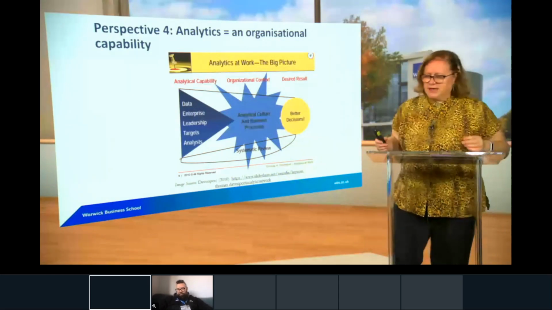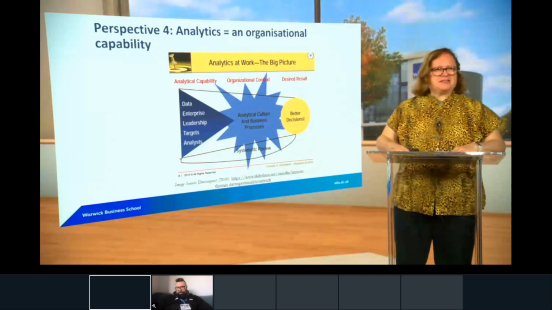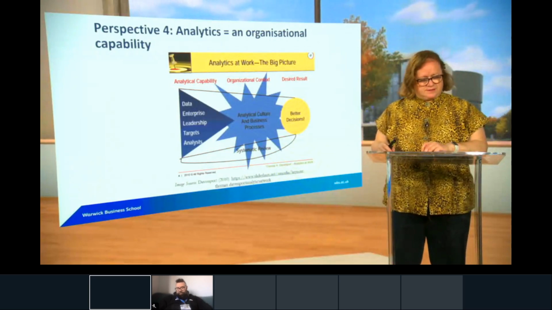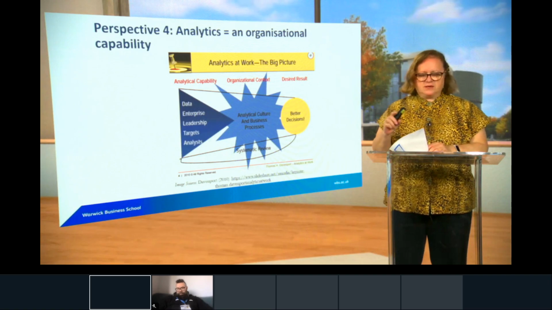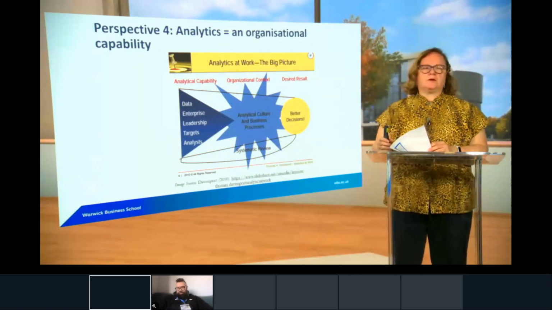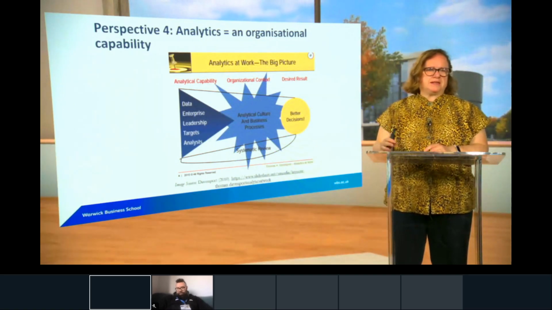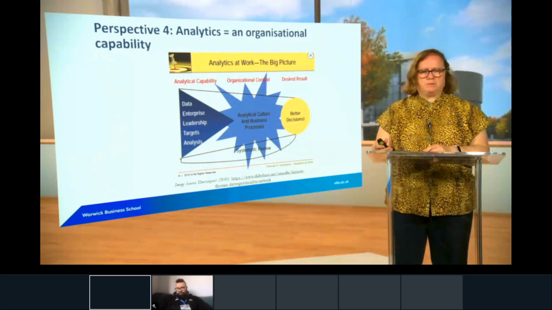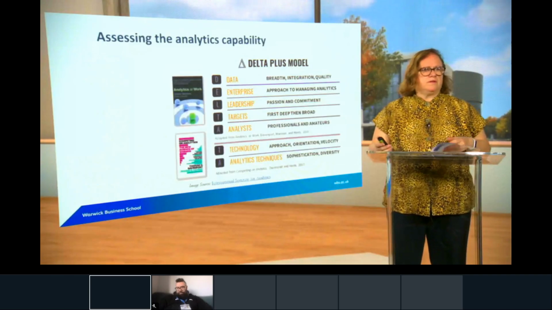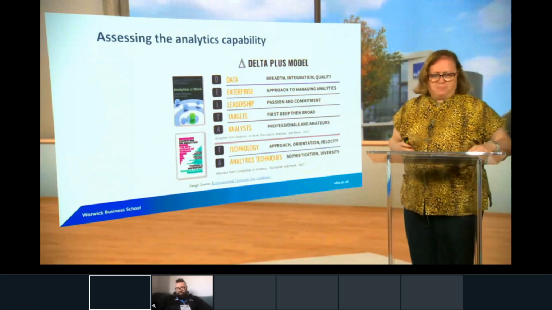So back into the topic. So we're talking about this last perspective of analytics as an organizational capability. And I said that one of the ways that you can describe and then assess that analytics capability is through the delta or the delta plus model.